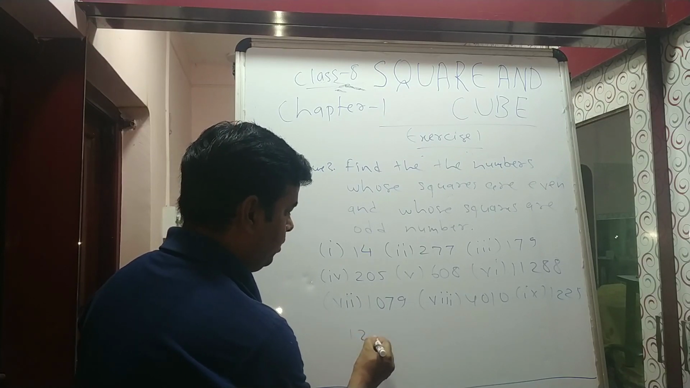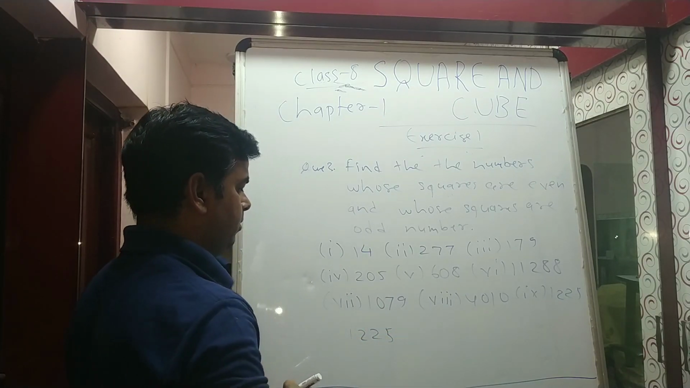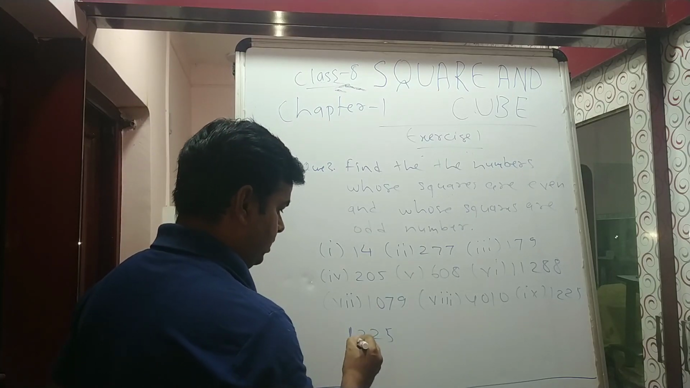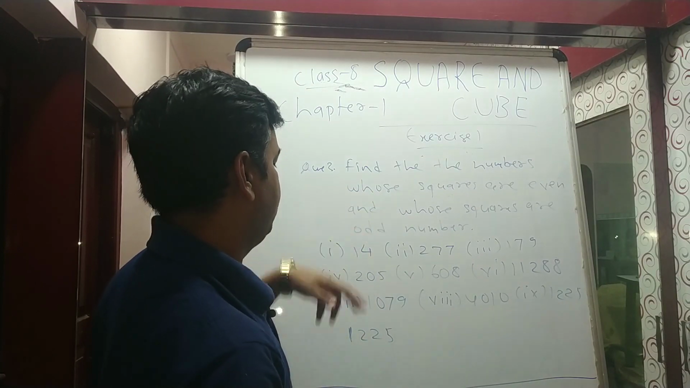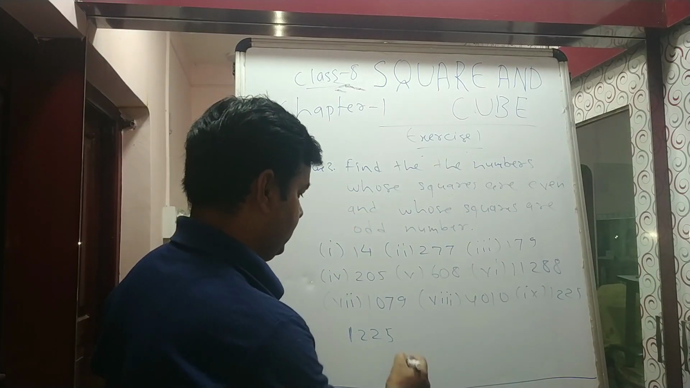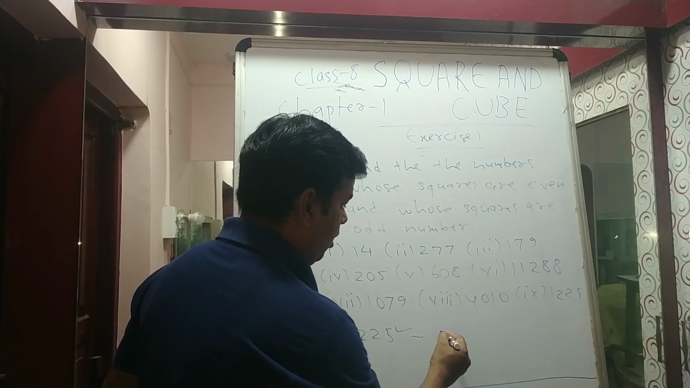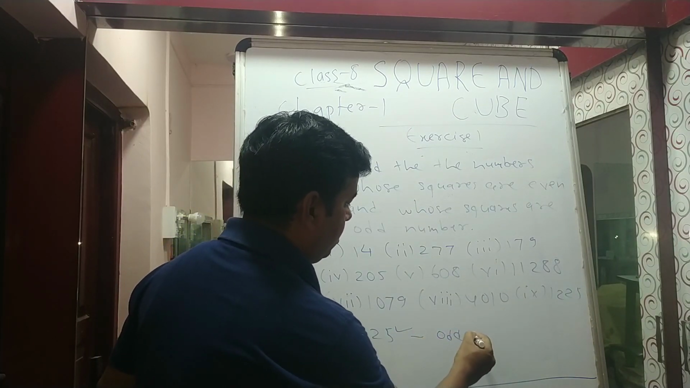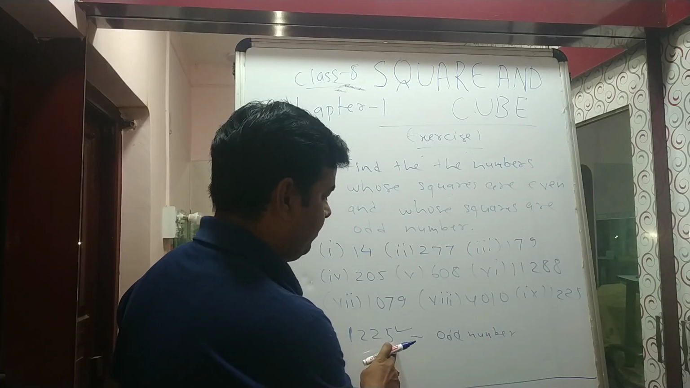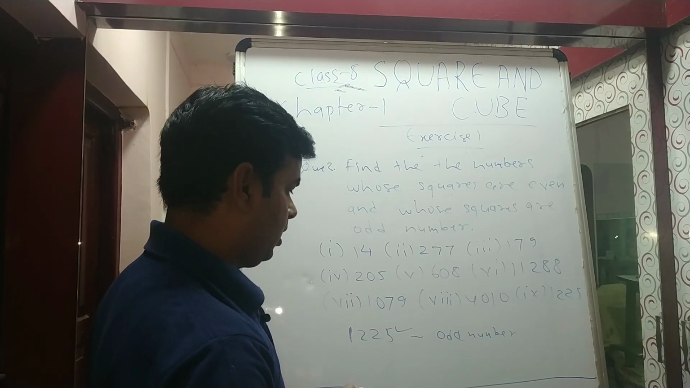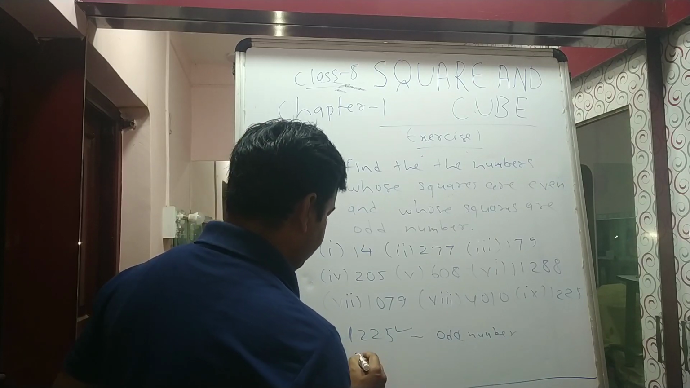Suppose I am taking 1225. What I need to tell is whether this number's square is even or odd. As this is an odd number, the square of this will be an odd number only. Why? Because the square of 5 is 25. That will be an odd number, right? So just you need to tell. Let me give one other example.